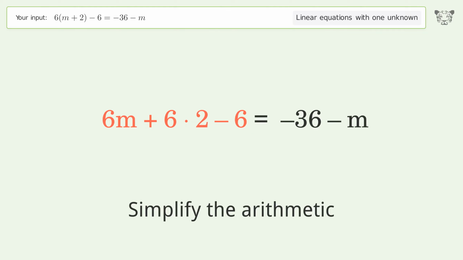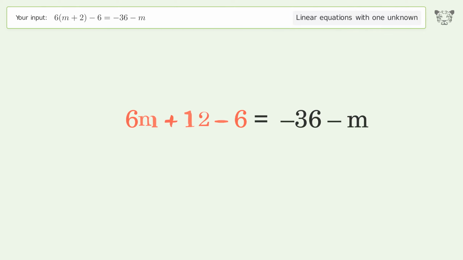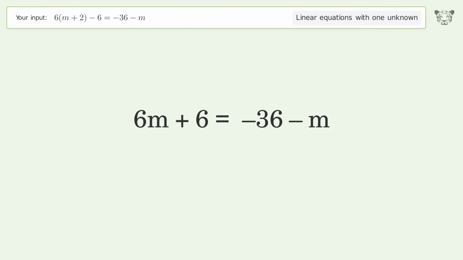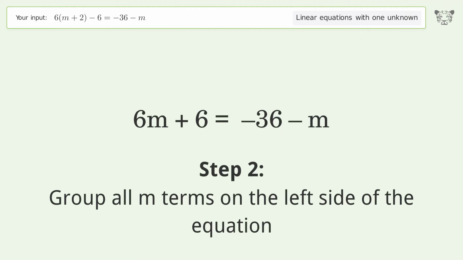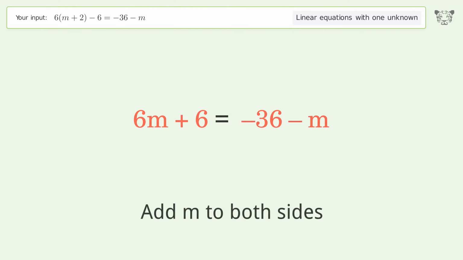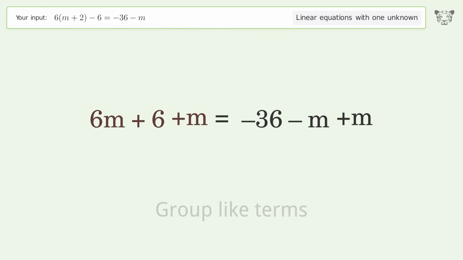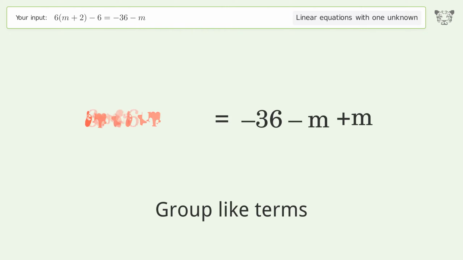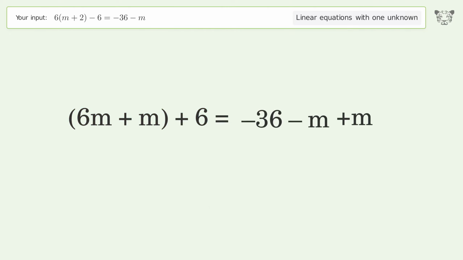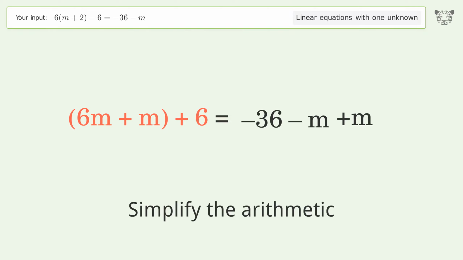Simplify the arithmetic. Group all m terms on the left side of the equation. Add m to both sides. Group like terms. Simplify the arithmetic.